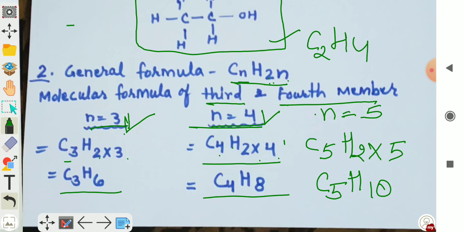First member of this series is C2H4. Second member will be C3H6. Third member will be C4H8, and fourth member is C5H10. This is the fourth member. Thanks for watching.